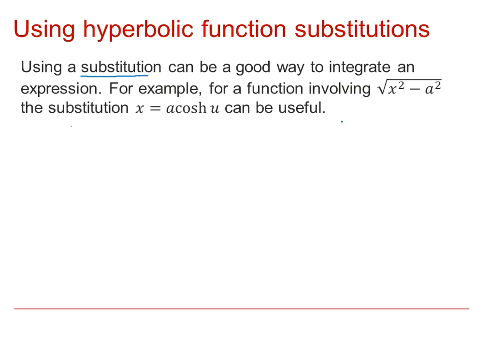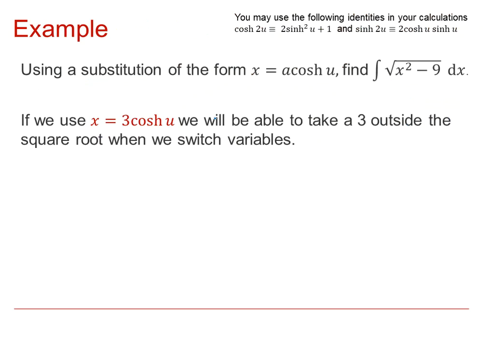For example, if we have functions of the form the square root of x squared minus a squared, then the substitution x equals a cosh u can be used in order to simplify the problem. So in these problems and similar problems, you may find it useful to remember the identities. Cosh 2u is 2 sinh squared u plus 1, or sinh 2u is 2 cosh u sinh u.